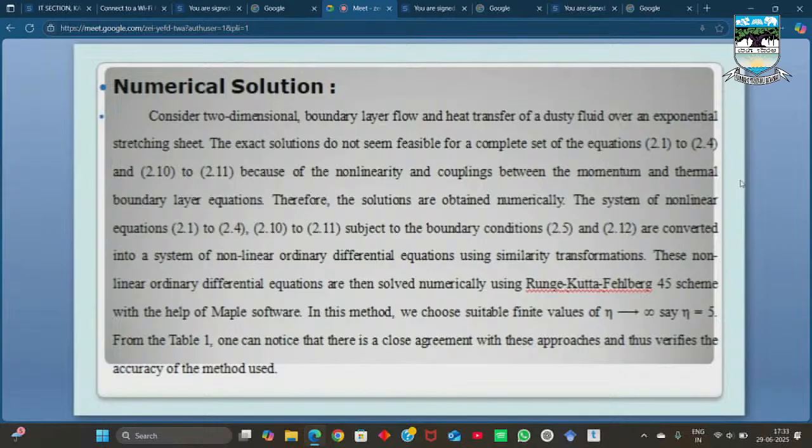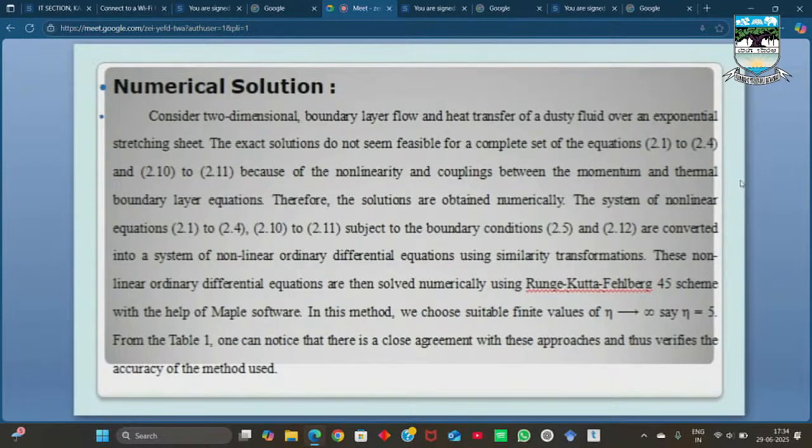In this method, we choose a suitable finite value for eta as 5 and we form Table 1, in which we can notice that there is a close agreement with these approaches, and thus it verifies the accuracy of the method used. So Table 1 is as follows. Here is a comparison of our results with other authors.